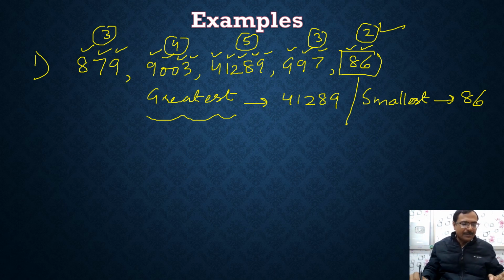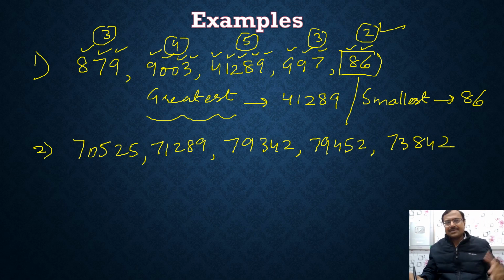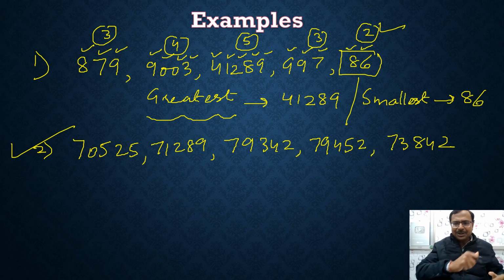And when they give you equal number of digits, let's see an example based on equal number of digits. Suppose you have 70525, 71289, 79342, then 79452 and 73842. I'm taking any random numbers, right? But I'm taking the equal number of digits now. Now the confusion starts. Why? Because if you see only one question, perfect, you will get it in your mind immediately which one is the greatest and which one is the smallest.